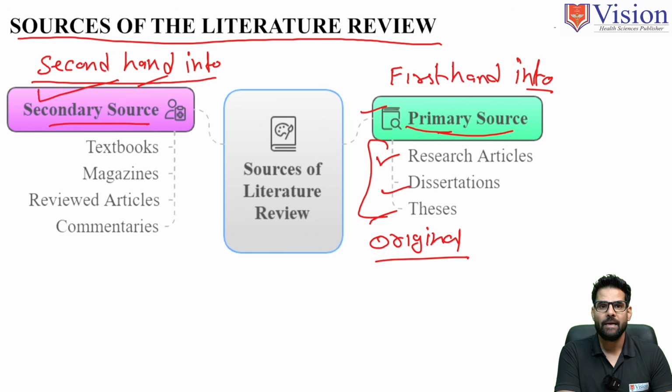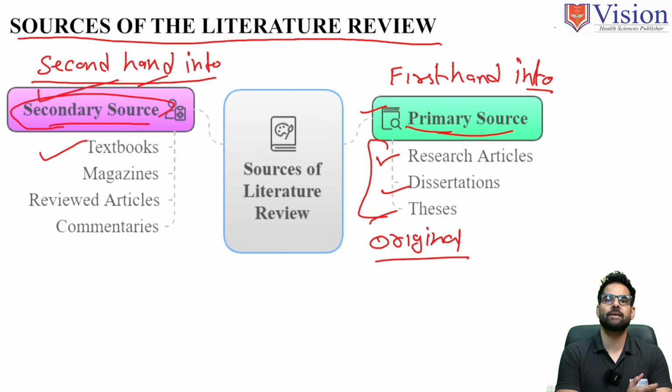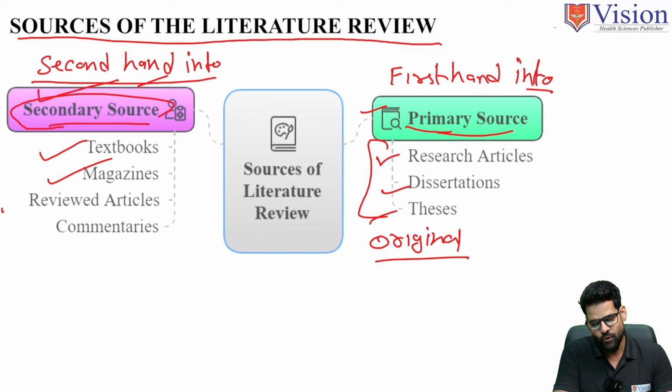For example, if I write about the criteria of professionalism, and there are 6 criteria that were described by Flexner, so this becomes secondary information for me. Okay, so that we call secondary information. Something available in the textbook, because textbooks are written based on the references provided by others. Okay, so that's secondary. Magazines, review articles, commentaries, all these are secondary sources.